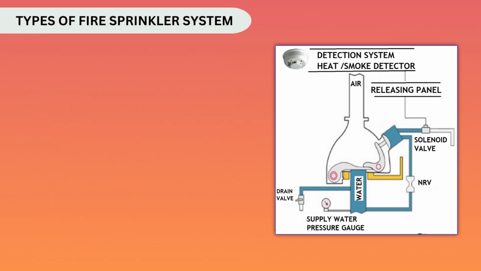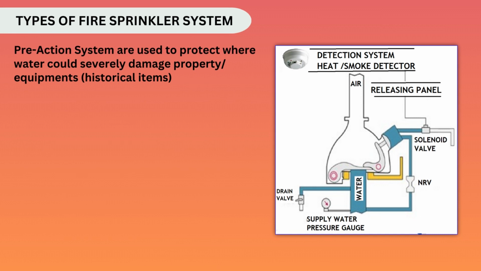The fourth type of system is the pre-action system. They are used to protect areas where water could severely damage property and equipment, like historical items. Refer to figure 5. The system consists of a detection system, heat and smoke detection systems, air supply system, releasing panel, a solenoid valve, a test valve or drain valve, and non-return valve, then water mains, and the pressure gauge for the supply water.